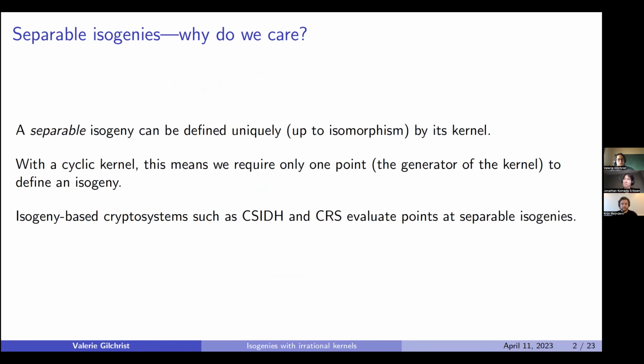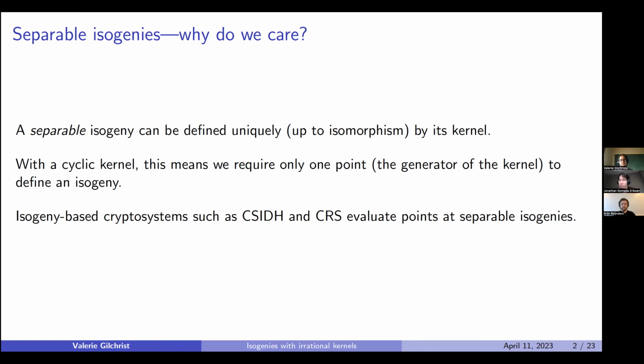Starting with separable isogenies, these are very nice to work with, as I'm sure most of us know, because they're defined uniquely up to isomorphism by their kernel. When dealing with cyclic kernels, the isogeny can be defined by just one point, namely the point generating the kernel group. Of course, these pop up in most isogeny-based systems like Seaside and CRS, a supersingular and an ordinary example. Ironically enough, the main motivator for this work was to improve CRS.